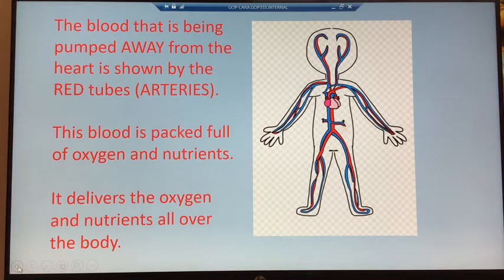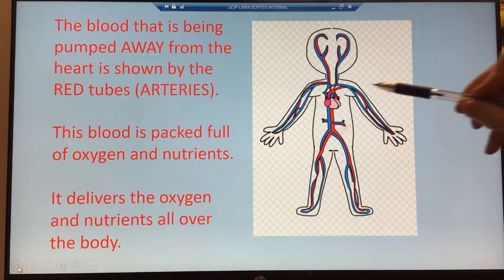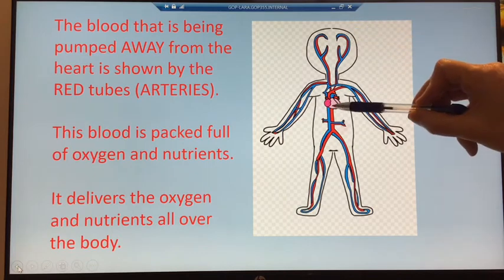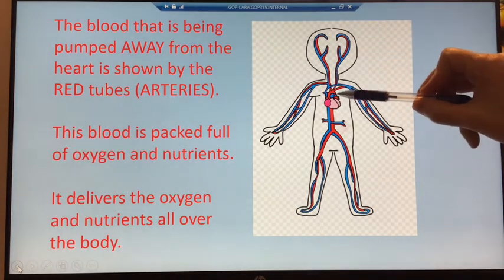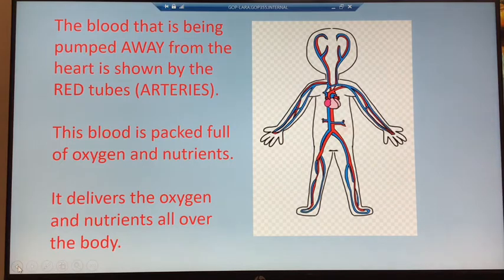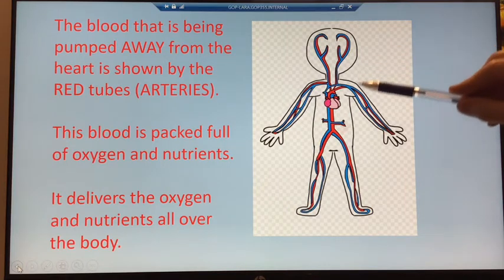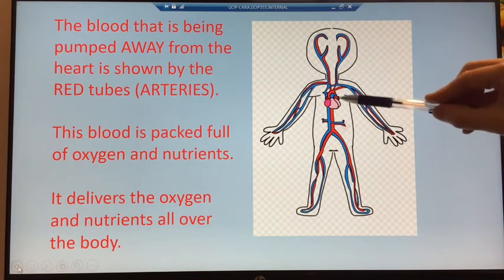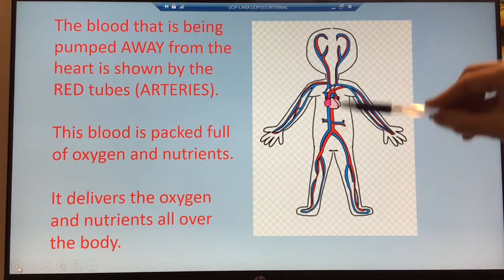The blood that's being pumped away from the heart is shown by the red tubes. So if you see the heart here, it's pumping the blood up to the brain, along the arms, through your stomach, down your legs to your toes. This blood is packed full of oxygen and nutrients, and as it moves through your body along the red tubes, it delivers the oxygen and nutrients all over the body. So this is like the waiter coming out of the kitchen with a tray full of food, and he's delivering it to the different tables in the restaurant.